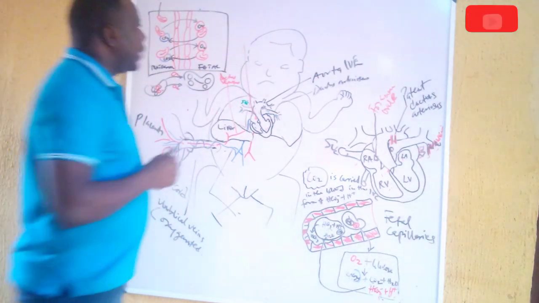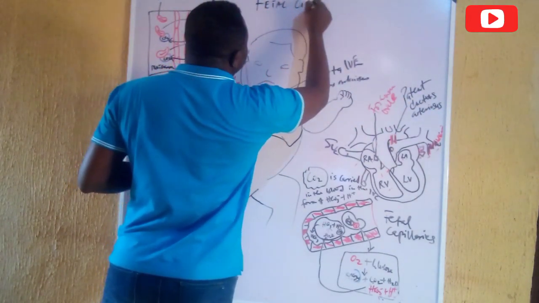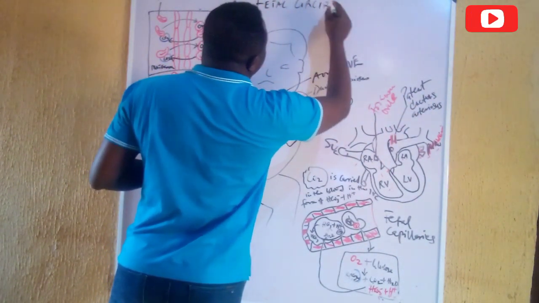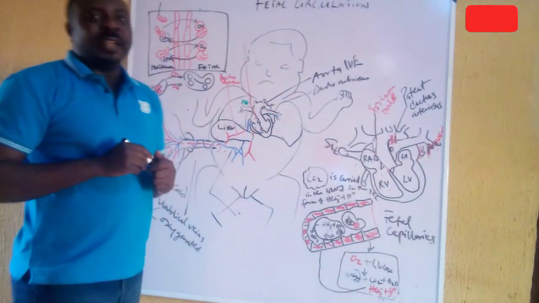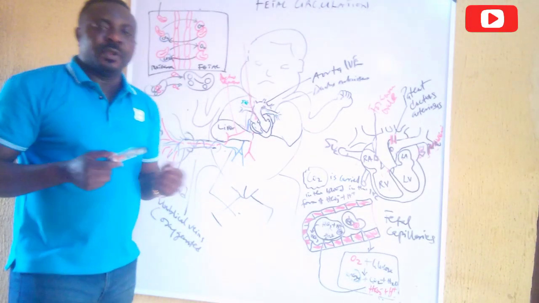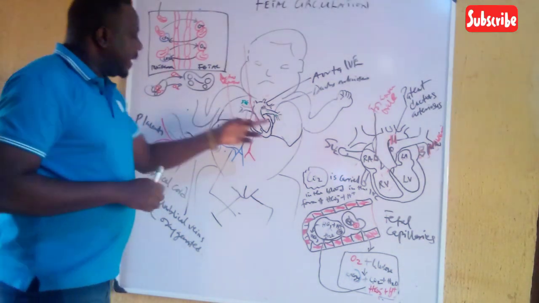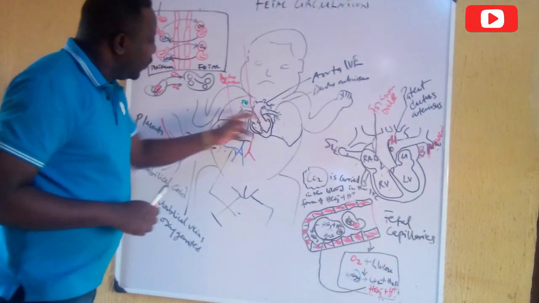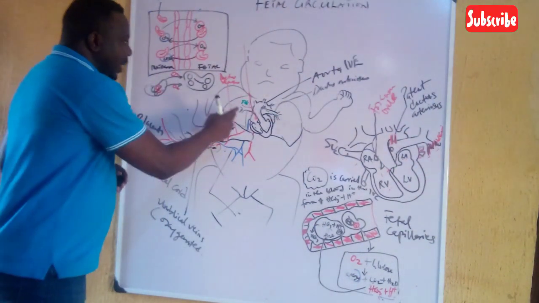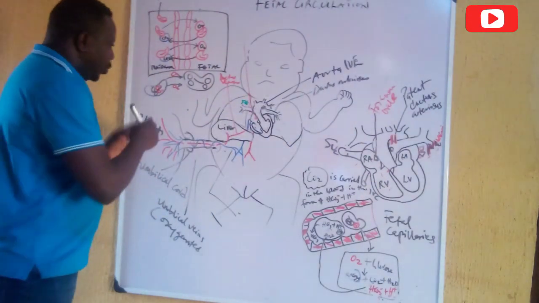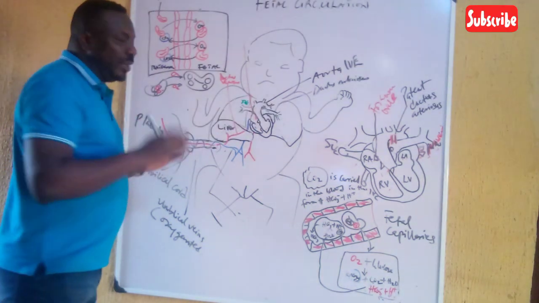Talk about fetal circulation. Now, fetal circulation is different from adult circulation. It is different because in fetal circulation, the lungs are non-functional and the placenta is present. Because the lungs are non-functional, the placenta is actually where gaseous exchange occurs.